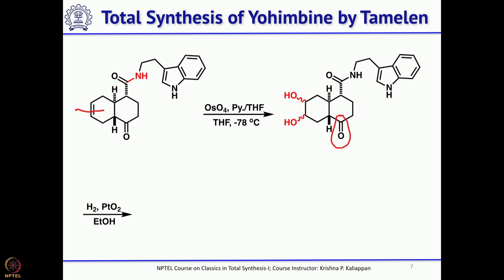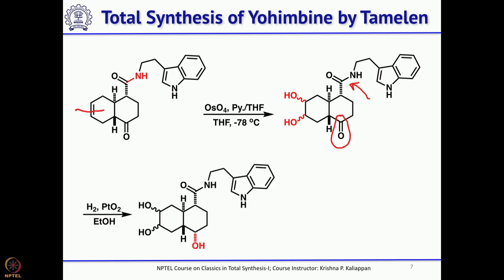So, you can see that normally one would use sodium borohydride or lithium aluminum hydride, but you also have the amide. If you use LAH, that can reduce the amide, but they have used simple hydrogenation conditions to reduce the ketone to get the corresponding triol. So, you have 1, 2, 3 alcohols in the product.